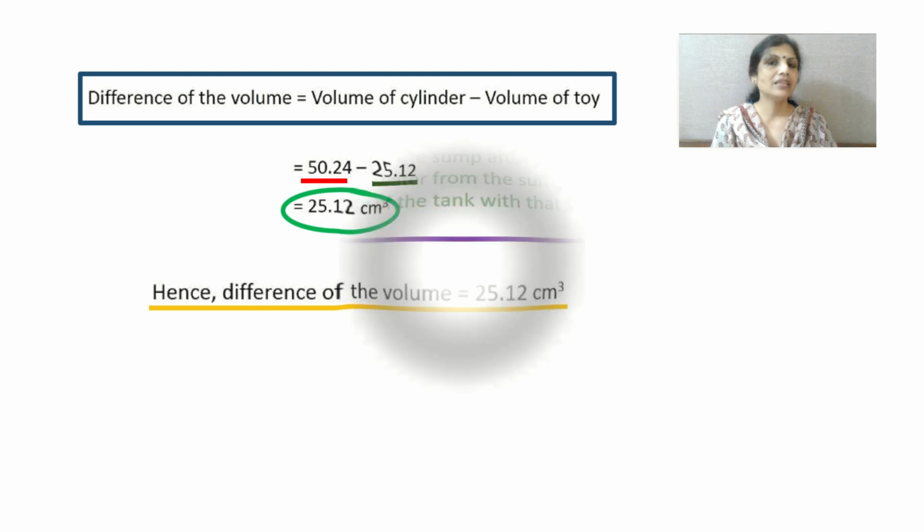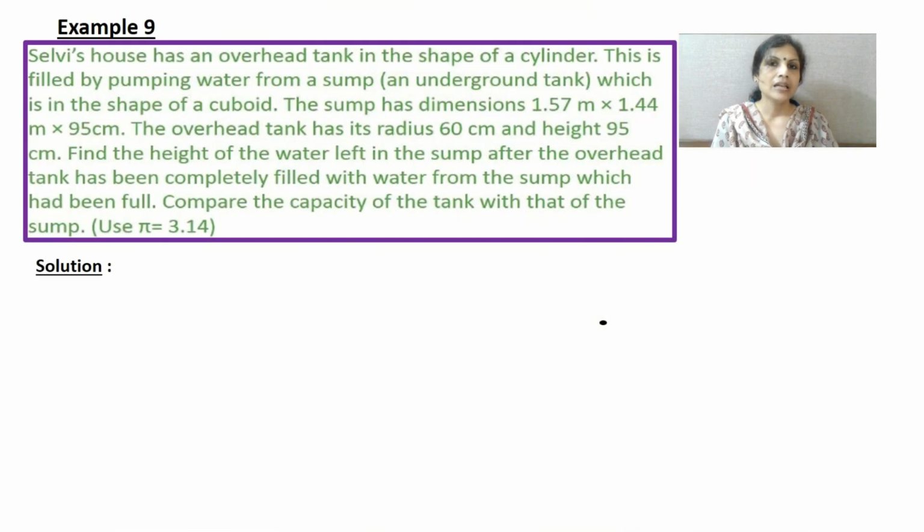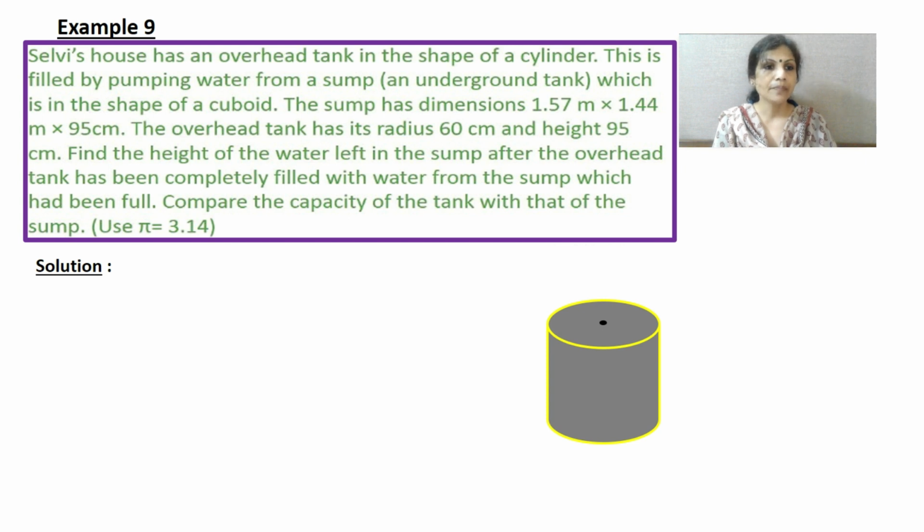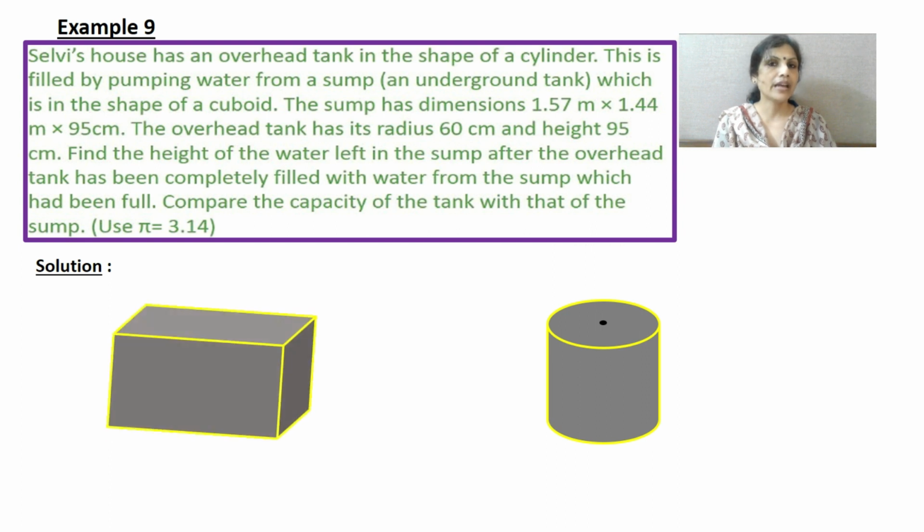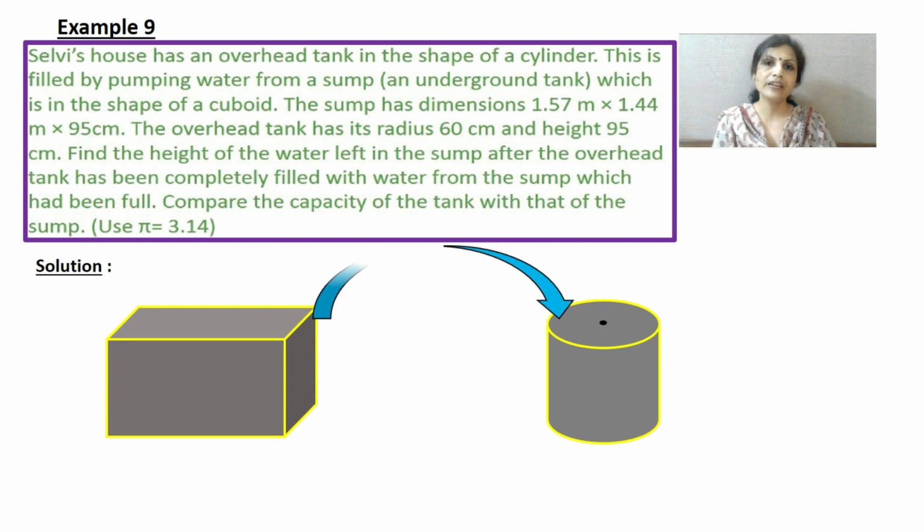Moving to the next sum, this is example 9. Selvi's house has an overhead tank which is in the shape of a cylinder. So the tank is in the shape of a cylinder. This is filled by pumping water from a sump, an underground tank which is in the shape of a cuboid. So the underground tank is in the shape of a cuboid, and from this cuboidal tank the water is filled into the cylindrical tank which is overhead.